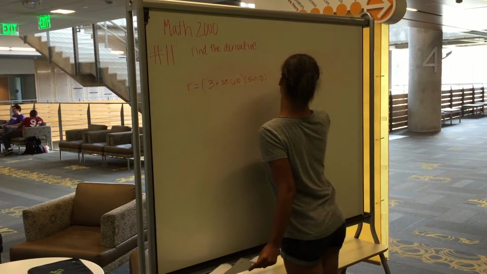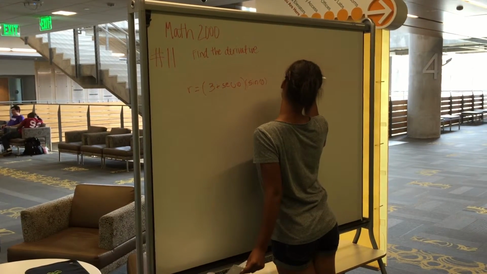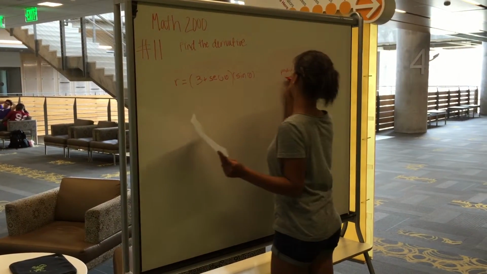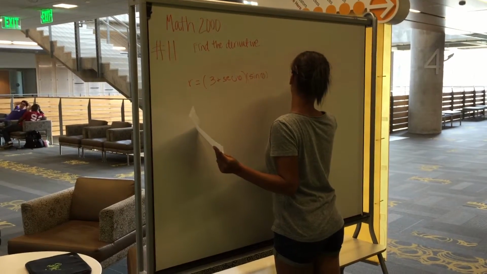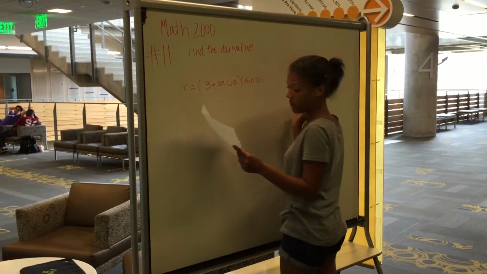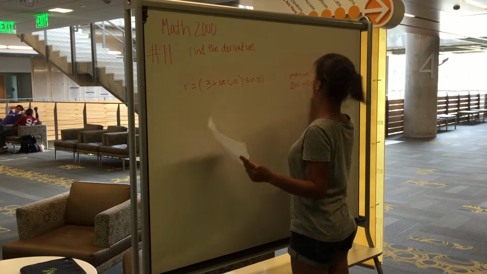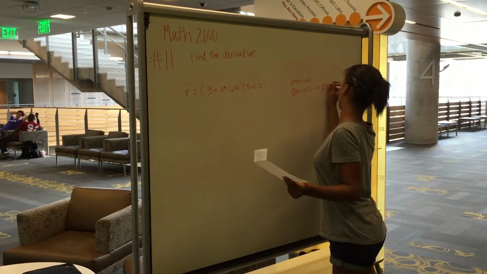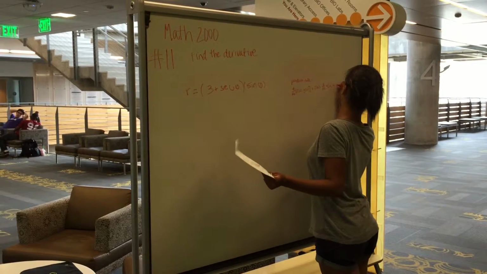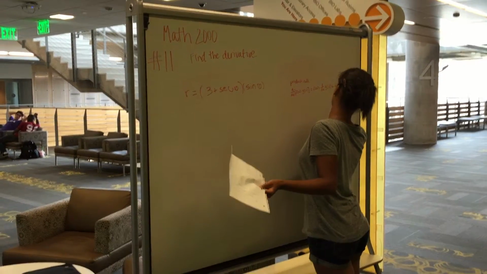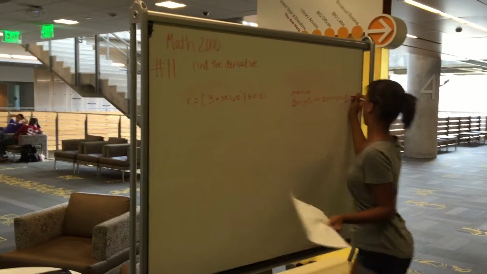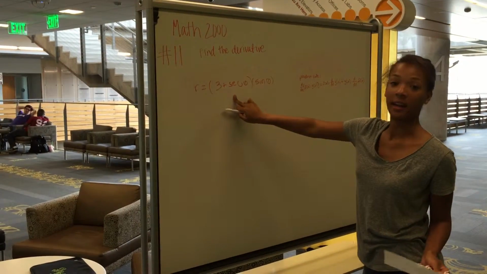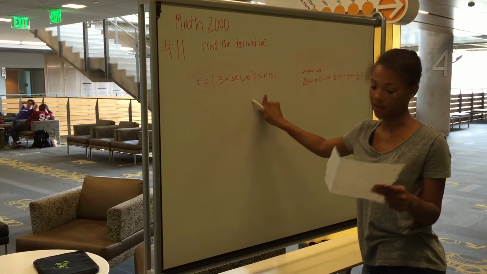One of them is the product rule. The product rule states that the derivative of f of x times g of x is equal to f of x times the derivative of g of x plus g of x times the derivative of f of x. So for this problem, 3 plus secant theta is f of x, and sine theta is g of x.